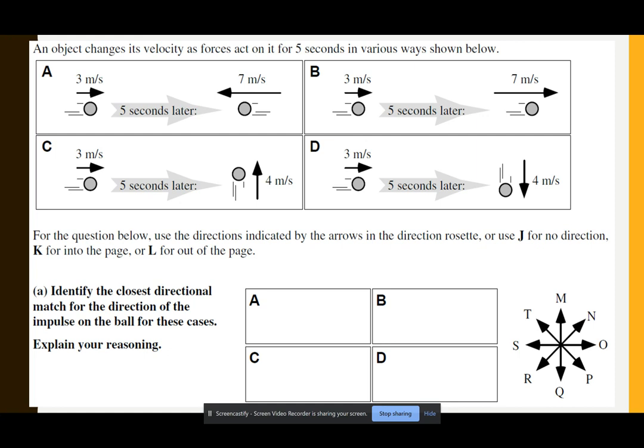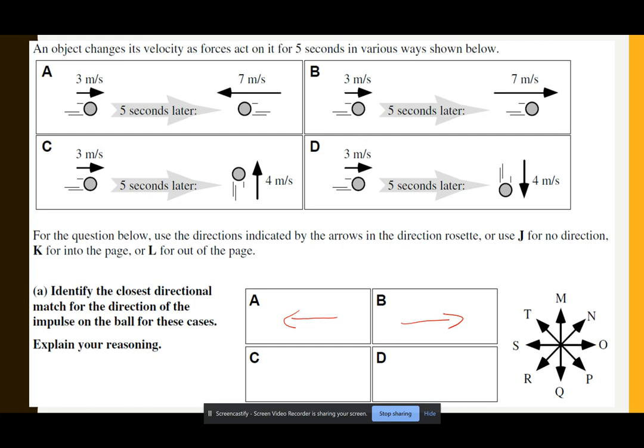So A should be pretty easy. If it's going to the right and all of a sudden it's going to the left, think about baseball, you hit it to the left. For B, it's going to the right and all of a sudden it increases to the right. You're adding to it, you're hitting to the right.